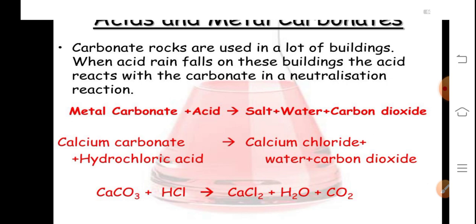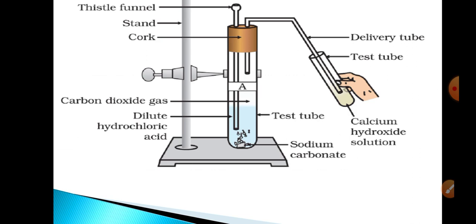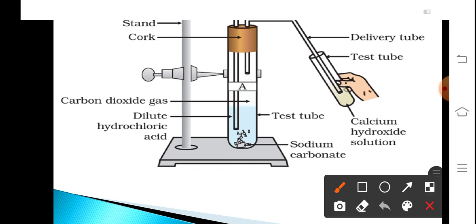So let us see how we check the presence of CO2. For this we need to do this activity. In this activity, in the test tube, we have taken sodium carbonate and it is treated with hydrochloric acid. So here carbonate, when it reacts with acid, forms the salt of the metal, that is sodium chloride, along with the liberation of carbon dioxide gas. So how do we test the presence of carbon dioxide gas?